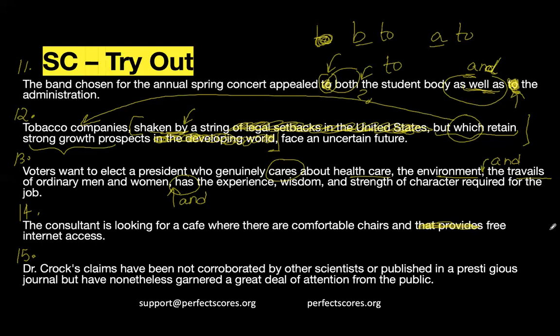Is it "in prestigious journals" instead of "in a", because it's corroborated by scientists? The plural parallels. No, it's fine, because the parallelism is not between scientists and the journal. It is between corroborated and published, and the third one is garnered. So the claims have not been this or this, but have this. So "and have" is being used for the first two, which is fine, and it's also being used for the last, which makes the third one parallel to the first two.